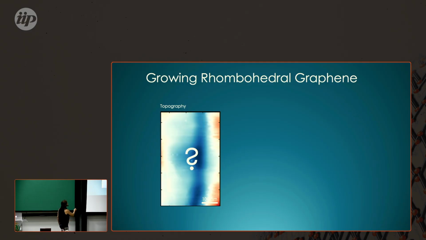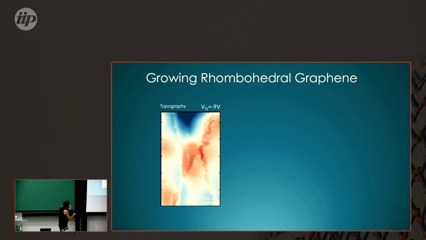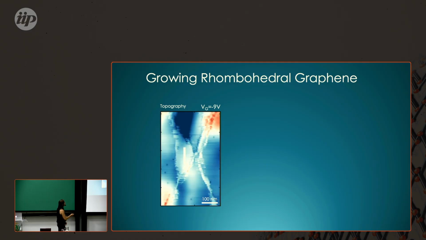You can see that in the second image, it just disappeared. And then when we apply displacement field and continue scanning the same region, it reappeared. And then after several scans, it became stable and didn't change its shape anymore.